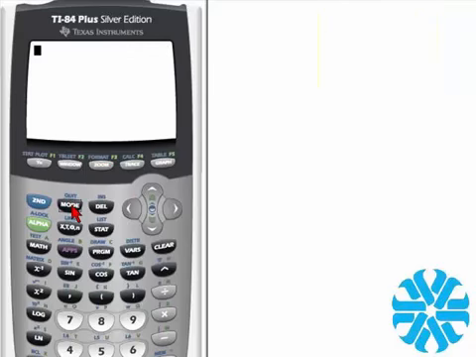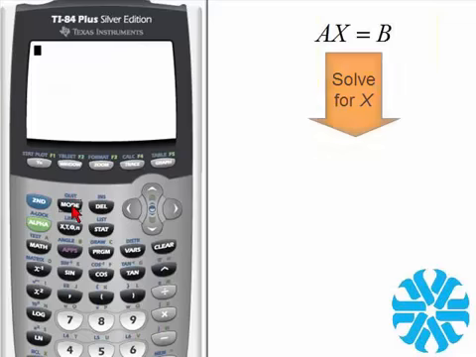Now remember, we're going to use matrix A times the variable matrix X is equal to matrix B. And then once again, when we solve for the variable matrix X, we get X is equal to A inverse times B. So let's go ahead and do that.